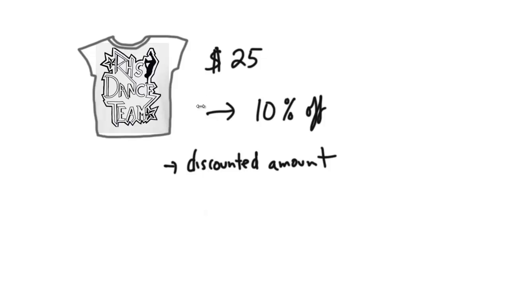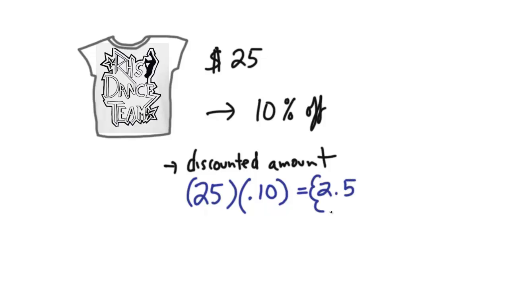Alright, so here's an example. Let's say I want to buy the Revere High School dance team t-shirts, and each t-shirt is $25 and I want to take 10% off. To get the discounted amount, all you have to do is take the original price, which is $25, and multiply that with the decimal of this 10%. So it's 0.10, and that's going to give you 2.5. And that's the discounted amount.